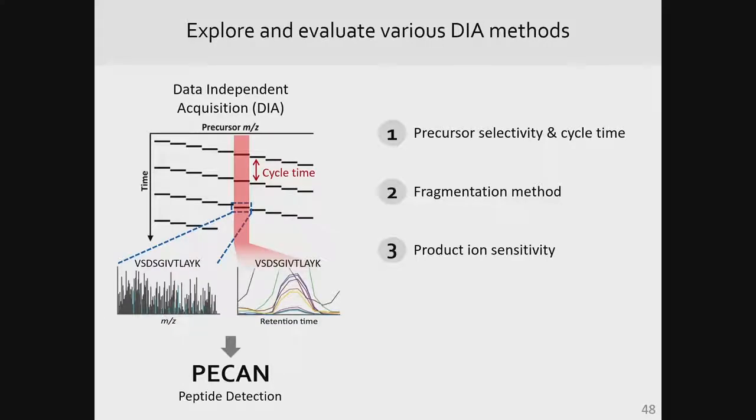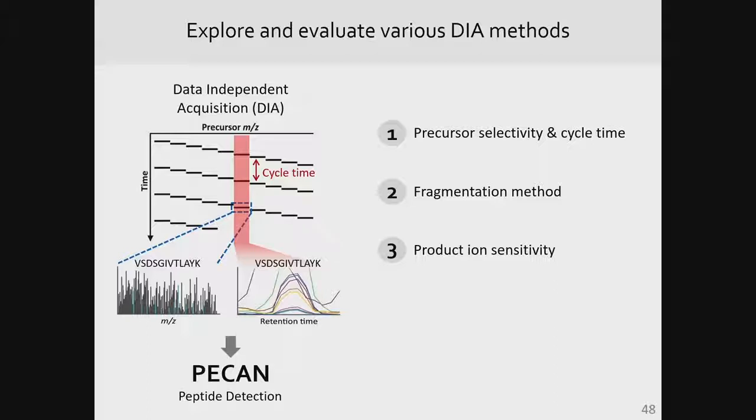Okay. So one of the things that we wanted to do when we first got our Lumos in the lab was to evaluate a couple different things. One was the precursor selectivity versus cycle time. The second was the fragmentation method. The fragmentation method is important because the Lumos can actually collect data in a couple different ways.